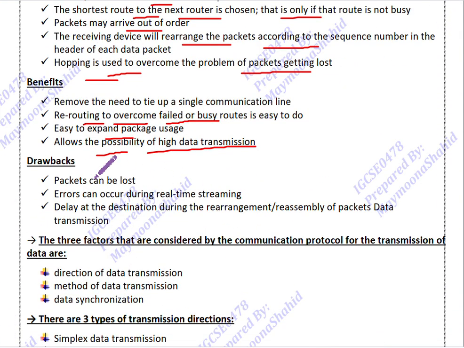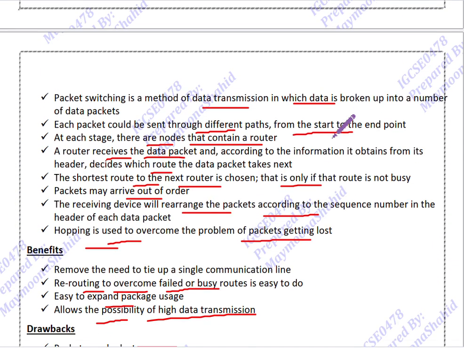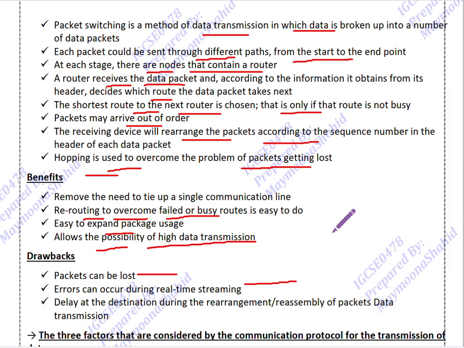Well, when we talk about the drawbacks, in the previous part of this topic as well, I told you there's a possibility that your packet may be lost. Errors can occur during real-time streaming. If you are going online, and you have a transmission where you need to be online and you're using a packet switching technique, there's a possibility that errors occur, because it will take time to reassemble the data if a problem comes. So there is a delay at the destination during the rearrangement, or you can say reassembly, of packets for data transmission. So these are the drawbacks as well.